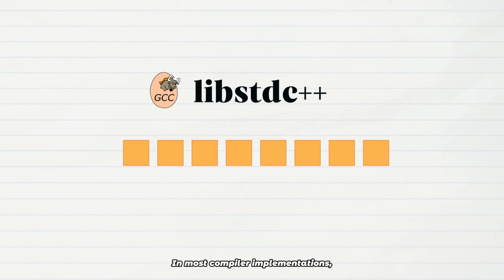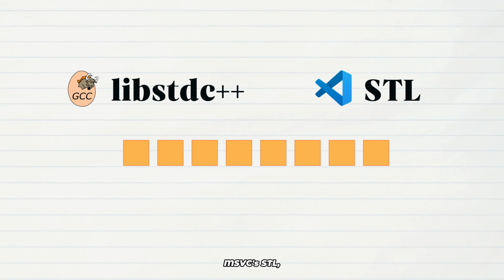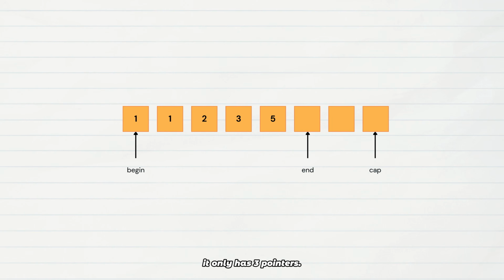In most compiler implementations, such as GCC's libstdc++, MSVC's STL, the internal structure of vector is actually very simple but extremely sophisticated. Essentially, it only has 3 pointers. Even for implementations in different compilers, the logic of these 3 pointers is completely consistent with no differences.